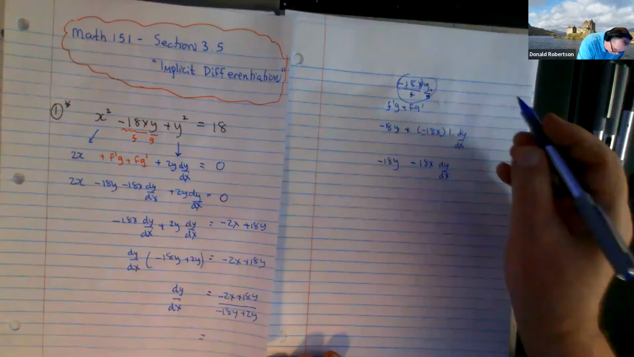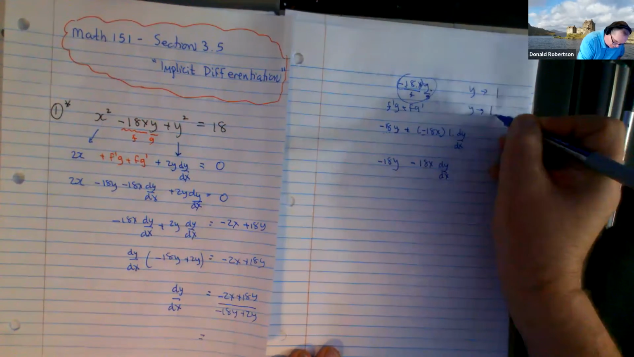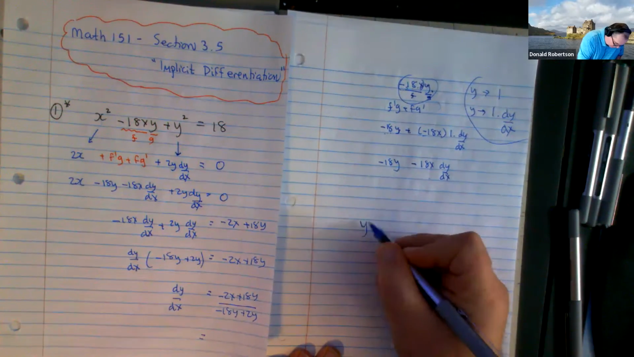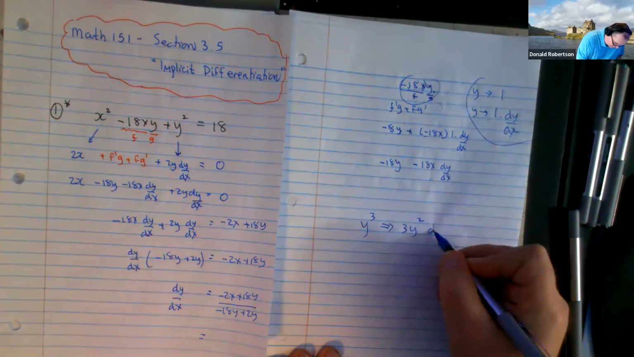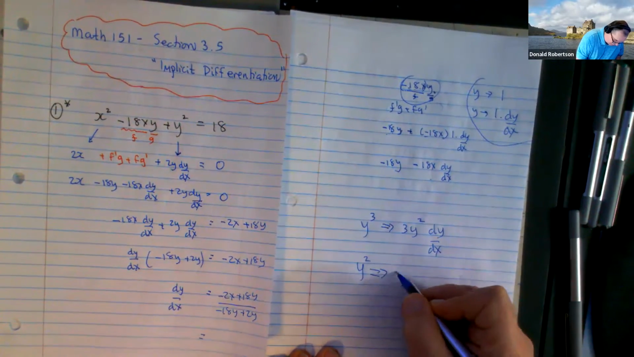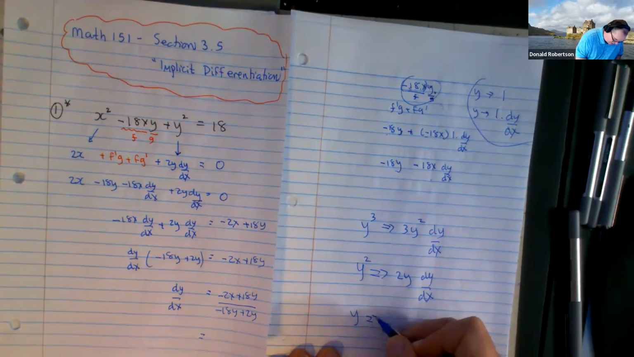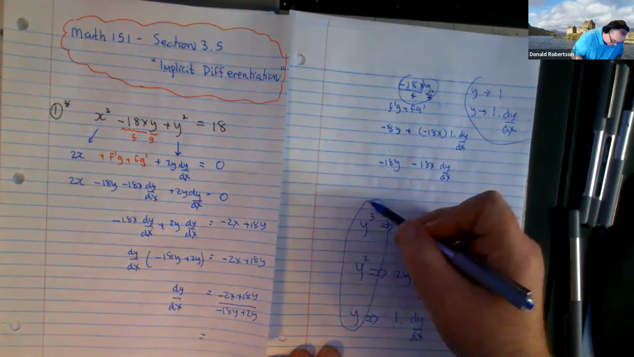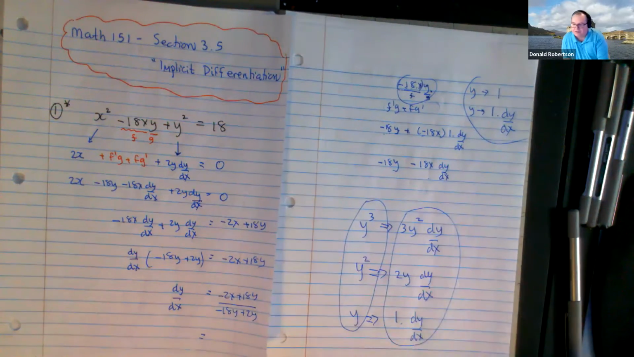Now, when you differentiate y, you don't get 1. You get 1 dy by dx. When you differentiate y cubed, you don't just get 3y squared. You get 3y squared dy by dx. If you differentiate y squared, you get 2y times dy by dx. And when you differentiate 1, you get 1 times dy by dx. Whenever you differentiate anything with a y in it, the answer contains a dy by dx as well.